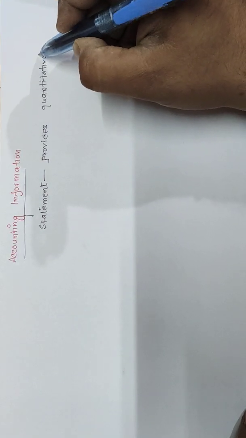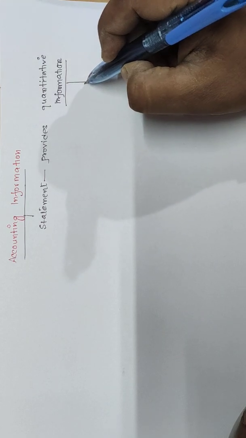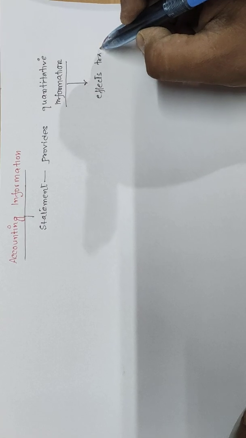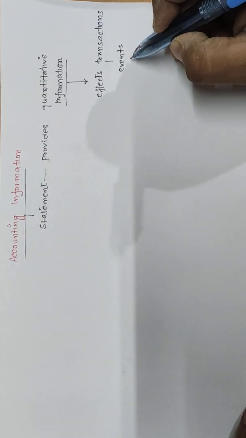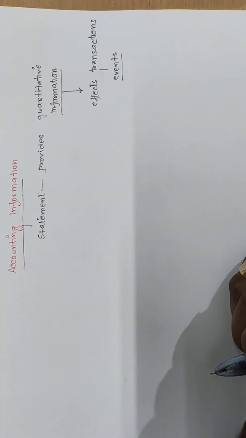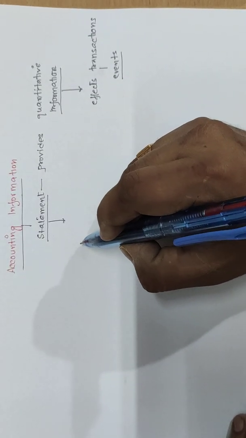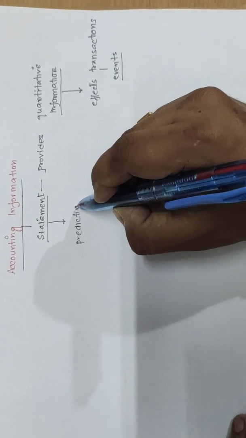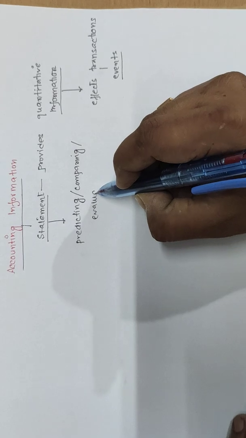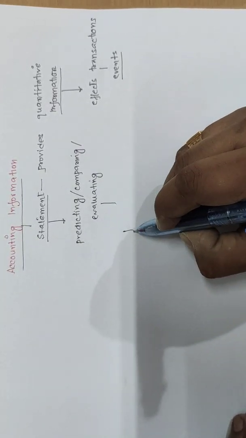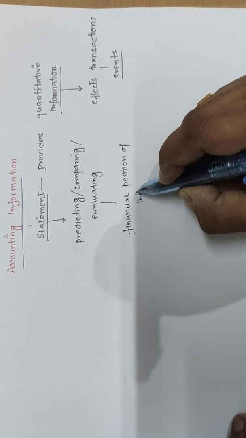quantitative information. This quantitative information is the effect of transactions or events of an accounting organization. Now, as it is a statement, why a statement? Because it is used for predicting, then comparing, and evaluating. Evaluating what? The financial position of the company.